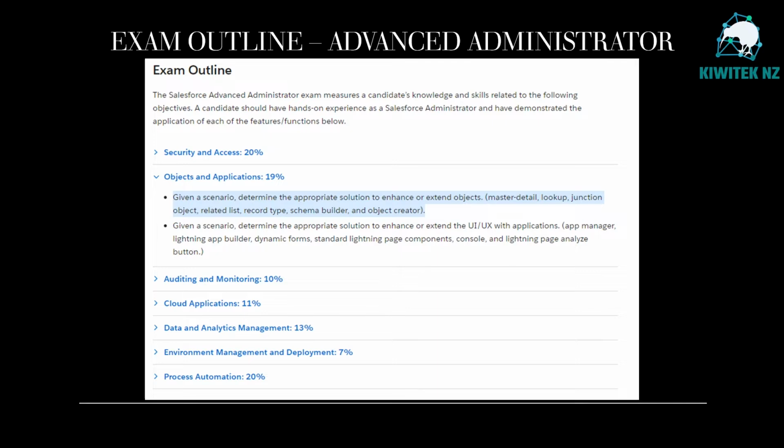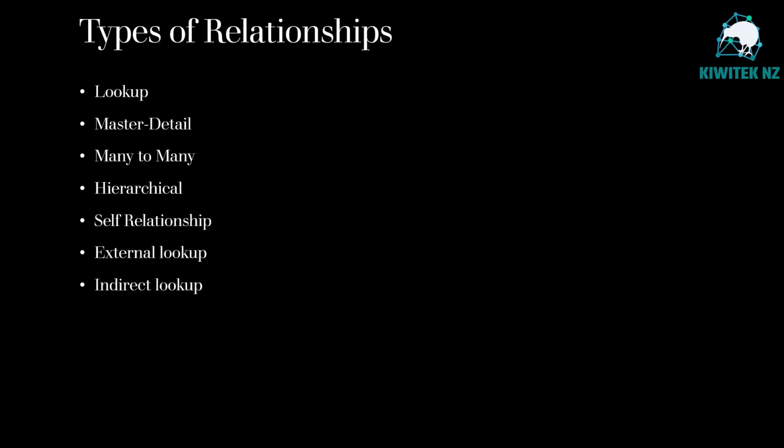these relationships. Relationships are created to link objects with each other. When the user looks at an object record, they can also see related data of the other object. This is a list of the different types of relationships that can be defined between objects in Salesforce. We will look at each one in detail.